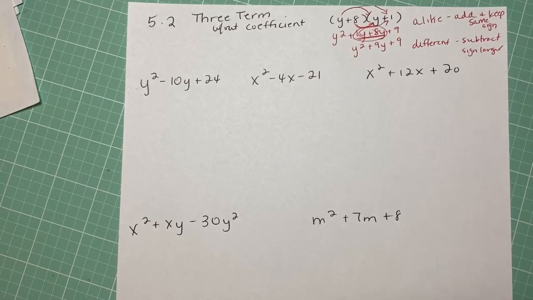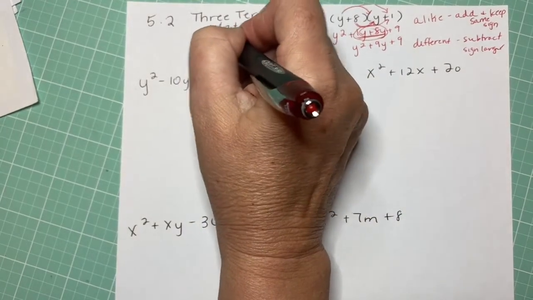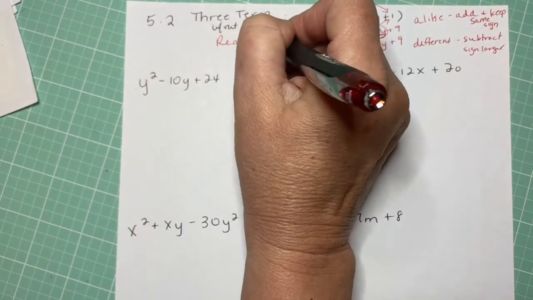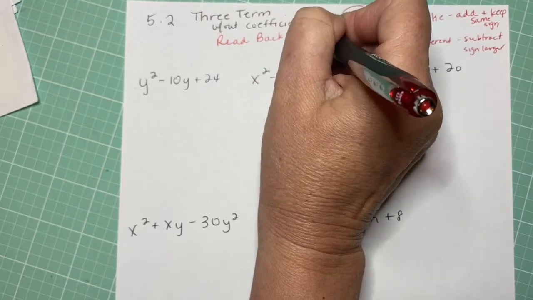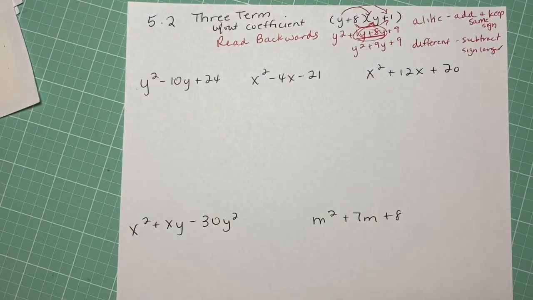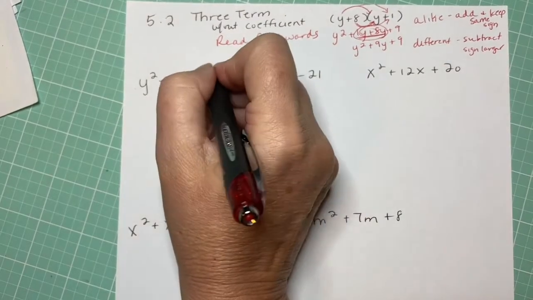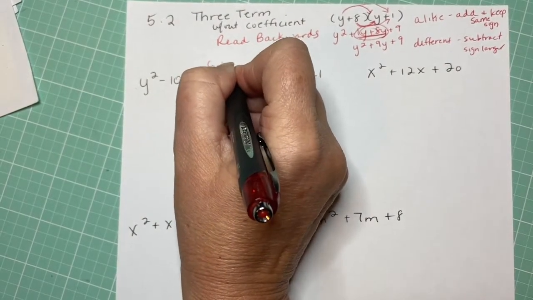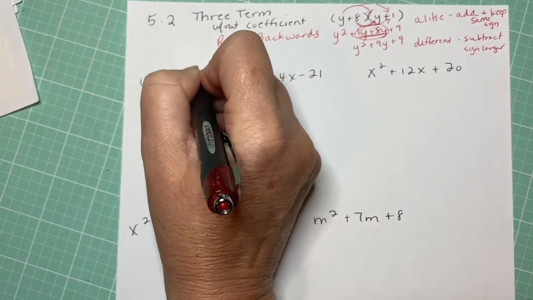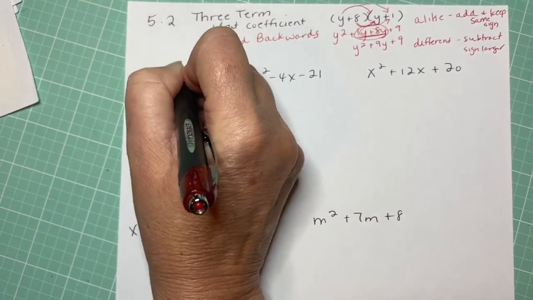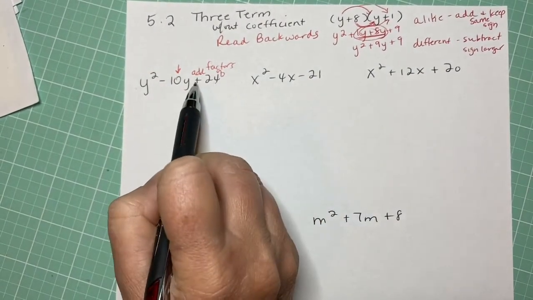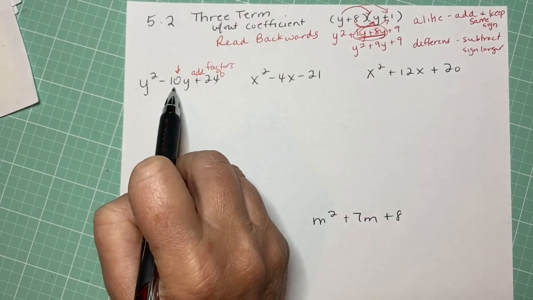So when we had 4 terms in 5.1, we did what's called grouping. When we have 3 terms without a coefficient, we do what I call read it backwards, because you're really undoing it. It's like a puzzle. You're wanting to undo what's been done. So what I mean by read it backwards is we're going to start at the end. And so what I want is factors of 24 that add to be 10.